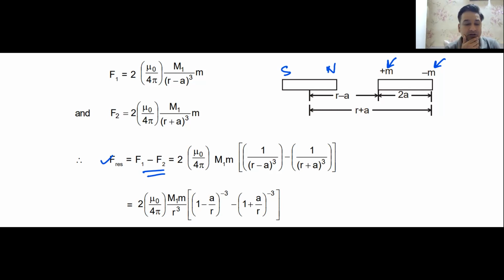And remember, we have put the formula for magnetic field due to a dipole on an axial point, and this is the formula for magnetic field due to a dipole on the axial point. Yes or no? It is the same as the formula for electric field due to a dipole. Yes or no? Yes, sir.